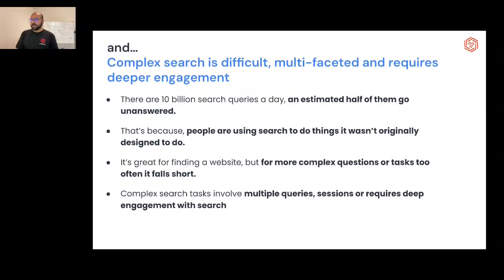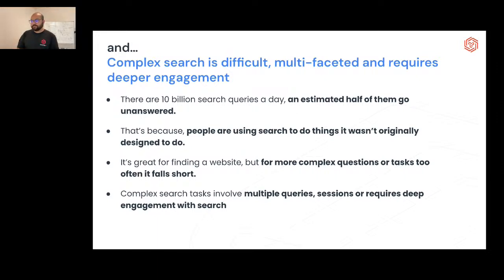At this point, this is from a talk that was given by Microsoft a couple of months ago. There are 10 billion search queries a day. An estimated half of them go unanswered, because people don't actually use search as we used to. Also because of GPT coming in and the way we have been conversing with our products, our search is getting more coherent, as we would expect it to be when we talk to a person.